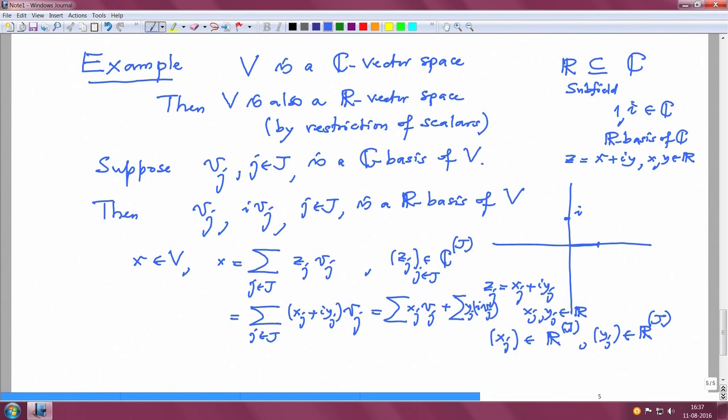So I will stop, and we will continue in the next half. I will now try to prove that every vector space has a basis, and then the next step will be that any two bases of a vector space have the same number of elements, and that will give us the concept of a dimension. Thank you.